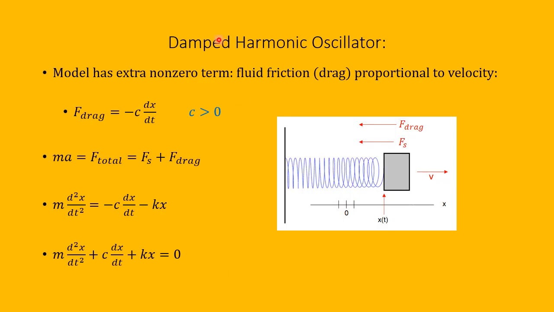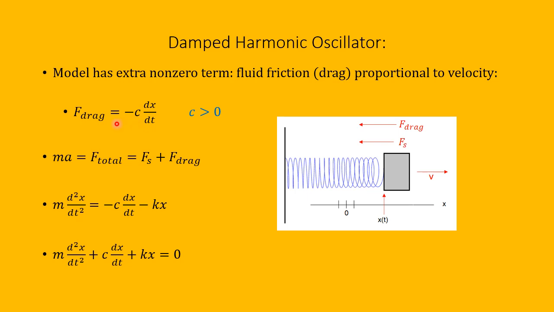So now let's consider a damped harmonic oscillator. This model is going to have an extra term for fluid friction. The fluid could be air, or oil, or something else. We're going to assume that the fluid friction, the drag, is proportional to the velocity of the mass. So we're going to have another term in our model, a force due to drag, and it's going to be minus some constant of proportionality c times the velocity dx/dt.